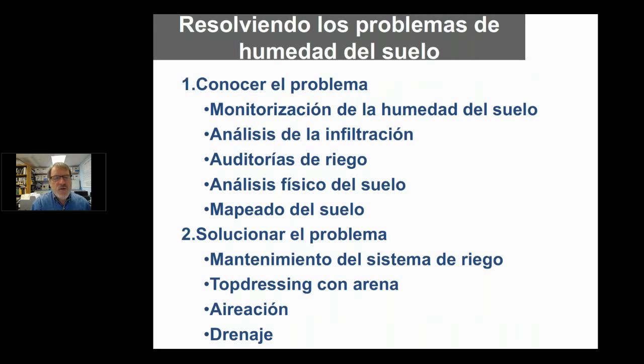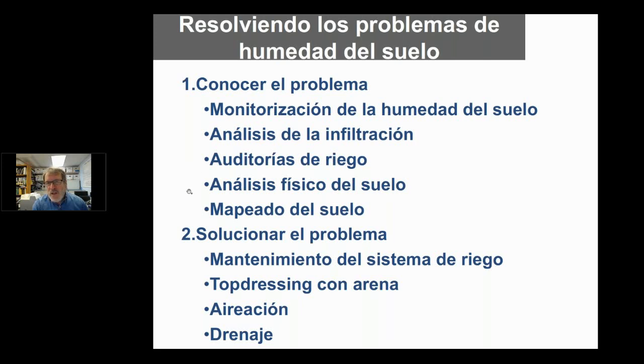So if we're talking about trying to solve these problems, the first thing you want to do is characterize the problem by monitoring soil moisture to make sure that it's a problem with irrigation or some other issue. Looking at infiltration tests to see if there is a problem with the way water moves through the soils. Irrigation audits to see if the problem is with distribution, not necessarily water chemistry. So I'm just encouraging you not to just jump on water chemistry right off the bat.